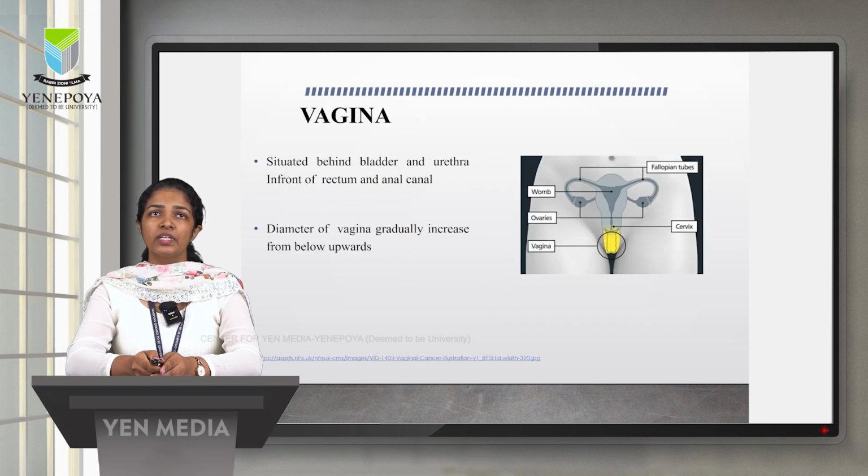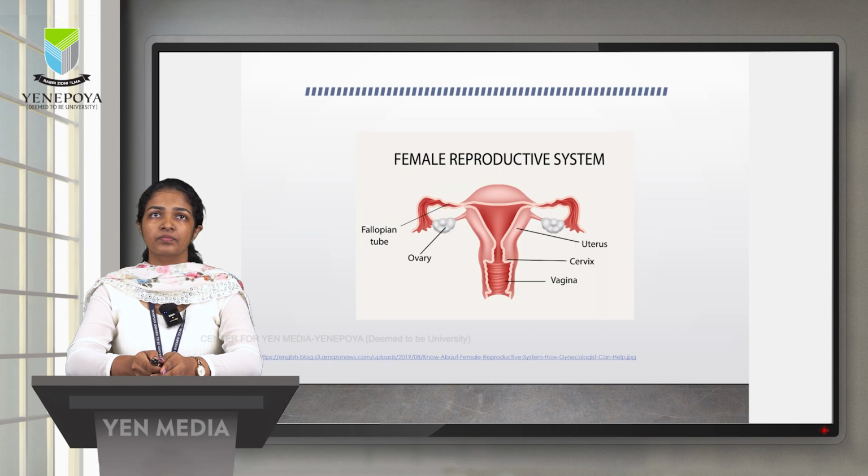The vagina is situated behind the bladder and urethra, in front of the rectum and anal canal. The diameter of the vagina gradually increases from below upwards, and the vagina is also known as the birth canal. This is the image of the female reproductive system, which consists of a pair of ovaries, fallopian tubes, uterus, cervix and vagina.